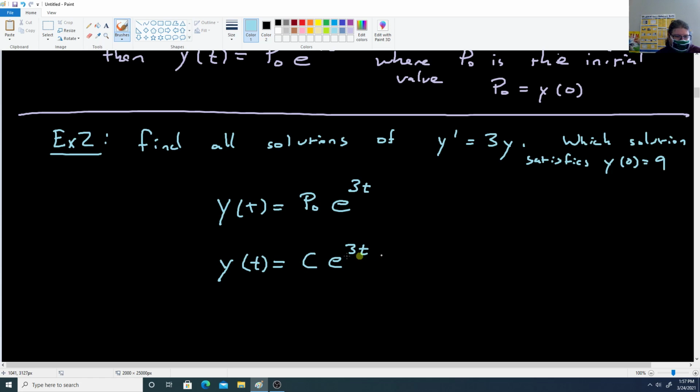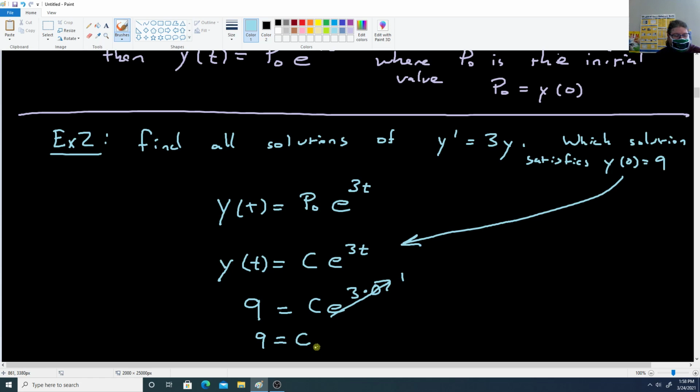So we have this expression here, and then we're supposed to use y of 0 equal to 9 to figure out the c value. So we'll say, all right, if I put 0 in for time, then y of 0 should be 9. 3 times 0 is 0. E to the 0 is 1, so this all becomes 1. And we get 9 is the c value.